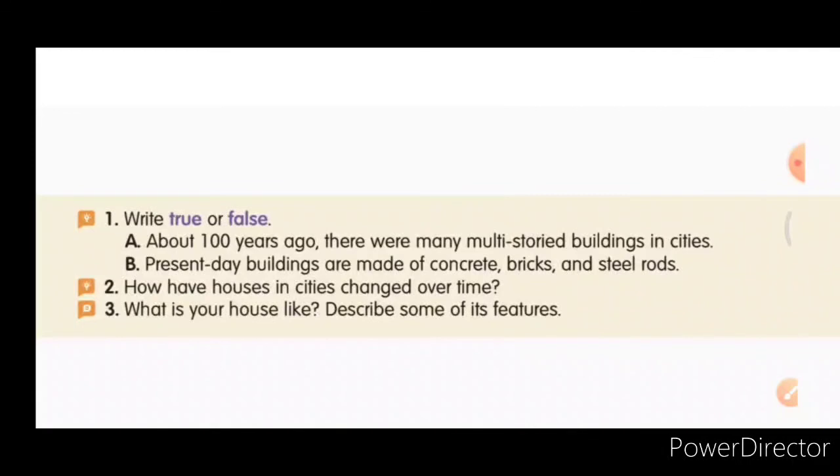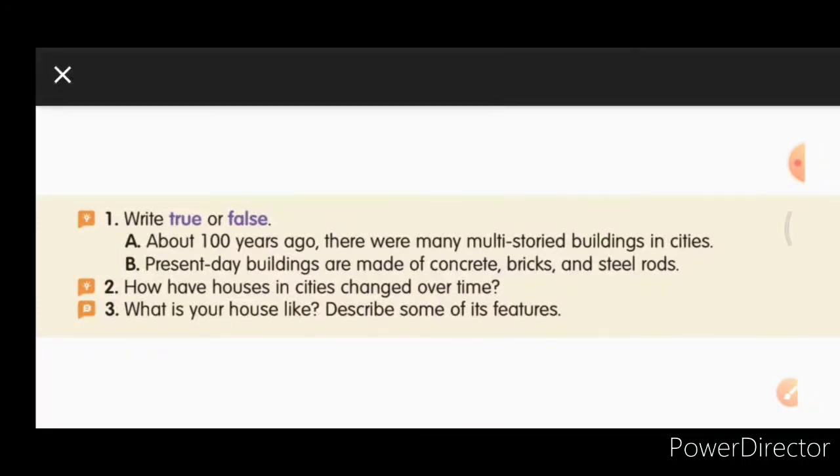That is the answer. Third question, what is your house like? Describe some of its features. So, this is about your own house. Whether it is a bungalow, a multi-story building, an apartment in that, or whatever it might be, you should write about your house. What is it like? You should also write some sentences about how the house is built. How many rooms are there? Okay, describe some features.